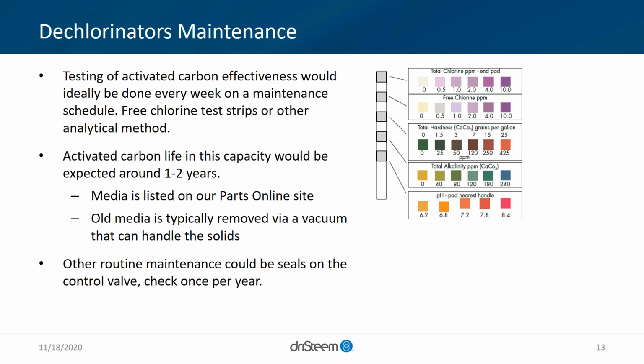But when it comes to replacing that, media can be purchased through Parts Online, DriSteem, for our reps out there listening to this call. And then also the old media is typically removed via vacuum truck, or a vacuum that can handle the solids. Other routine maintenance would be understanding if the seals on that control valve are leaking by, just like a ball valve or a butterfly valve. You check the seals to make sure there's no bypass. Similar thing in this valve. Recommended check once per year.